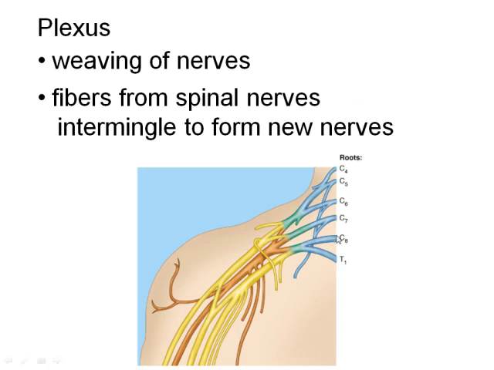Now this is the brachial plexus, and nerves from C4 and C5, C6, C7, C8, and T1 all come off of the spinal cord. But then they start to merge and intermingle, and separate nerves come off of the other side. Things like the radial nerve, the ulnar nerve, the musculocutaneous nerve, to mention a few of them. Any one of these nerves that come off of the plexus will have some fibers from more than one spinal nerve. They'll be intermingled.